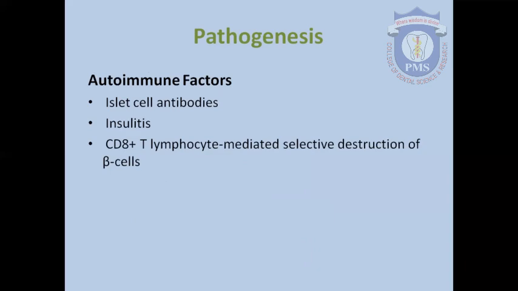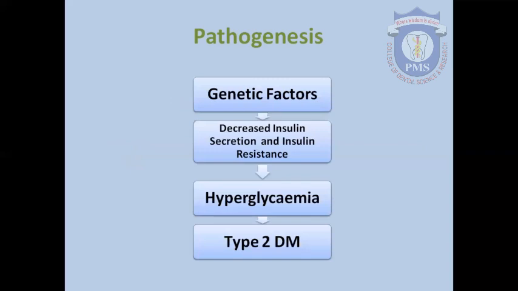Autoimmune factors. Islet cell antibodies, insulitis, CD8 plus T lymphocyte mediated selective destruction of beta cells. Pathogenesis of type 2 diabetes mellitus. Genetic factors give rise to decreased insulin secretion and insulin resistance, which in turn produces hyperglycemia and type 2 diabetes mellitus.